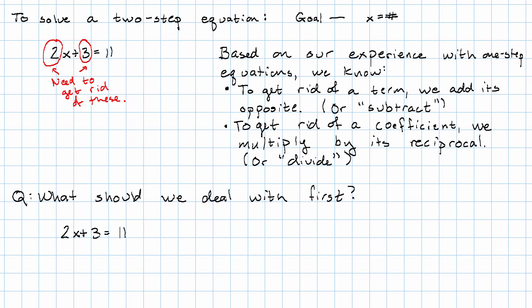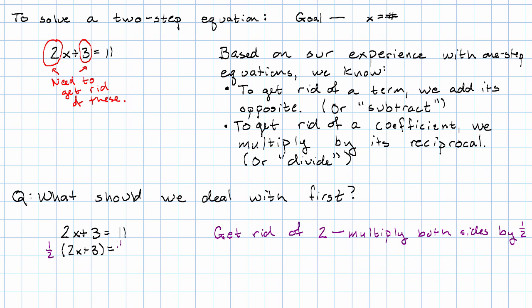First, I'm going to try getting rid of the 2. In order to do that, I'll need to multiply both sides by 1/2. So I'll have a half times 2x plus 3 equals a half times 11. To simplify the left-hand side, I'll need to use the distributive property. A half times 2 is 1, so I just have x plus a half times 3, which is 3 halves, equals 11 halves.